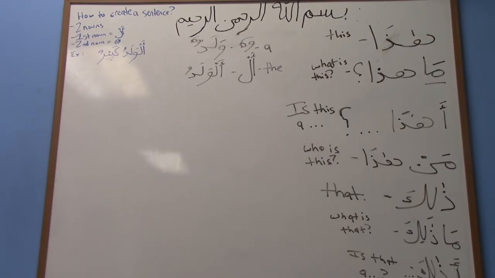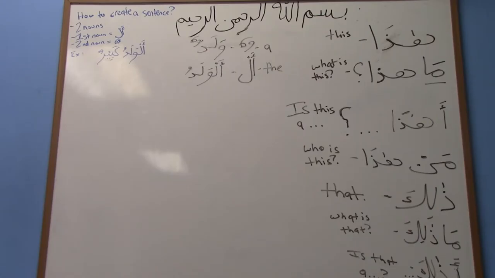Wal-hisanu kabirun. And the horse is big. Al-kursiyu maksurun. The chair is broken. Al-mindilu wasikun. The handkerchief is dirty. Al-ma'u baridun. The water is cold. Al-qamru jamilun. The moon is beautiful. Al-baytu qareebun. The house is near. Wal-masjidu ba'idun. And the masjid is far.